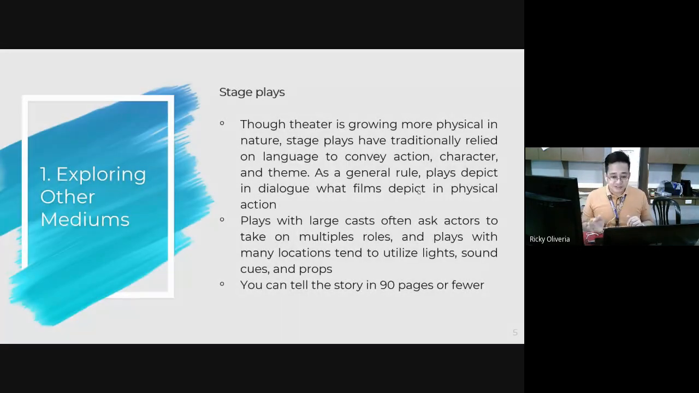And then there are stage plays. These are the possibilities where you create a script from a stage play. When we say stage plays, of course, you have probably experienced watching stage plays when you were in elementary and even in high school. Usually, your teachers required you to buy a ticket and then you watched stage plays.